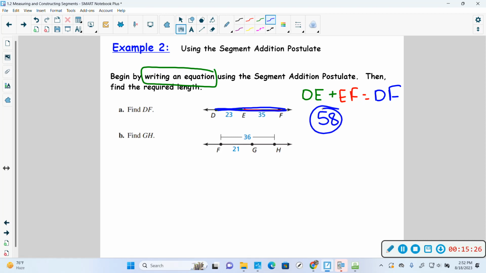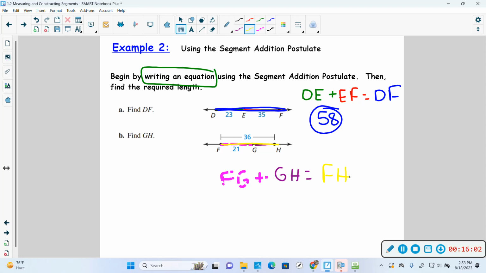Do I really need work to get 58? No, we can add in our heads. But we're practicing our equation. You'll see why, we're going to need it in the next one for sure. So I'm going to do the same thing to kick it off. First, I'm going to write the equation. So the left, FG, plus the right, GH, equals the entire segment F all the way to H. So there's the equation. I know, I'm kind of lame, you have to write it. It'll help you in the next problem.